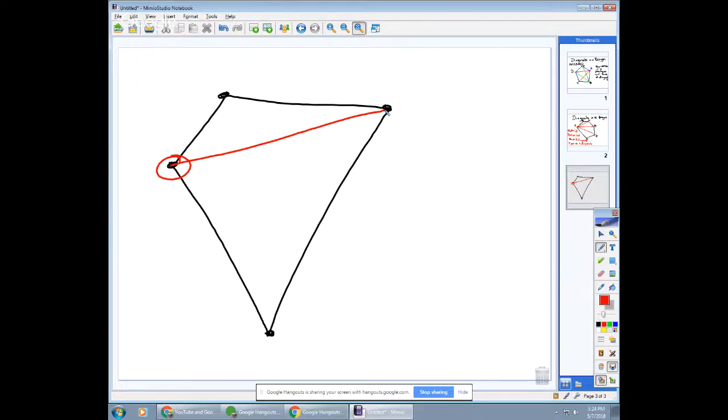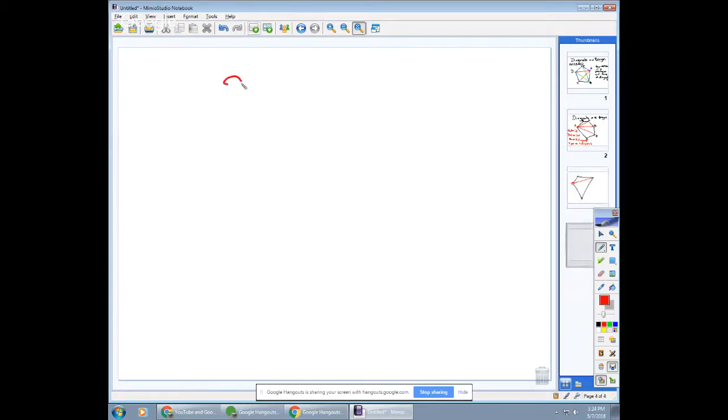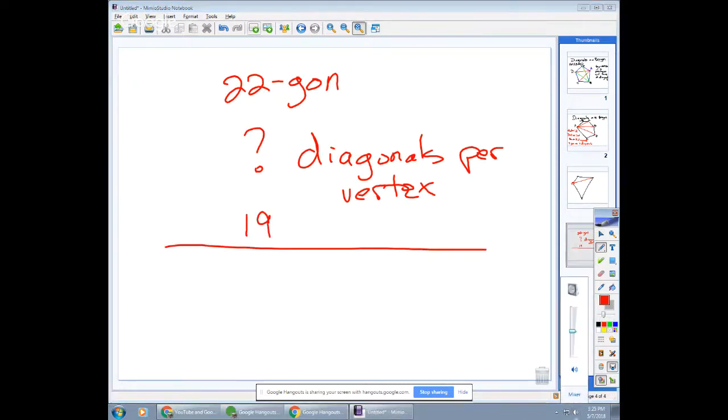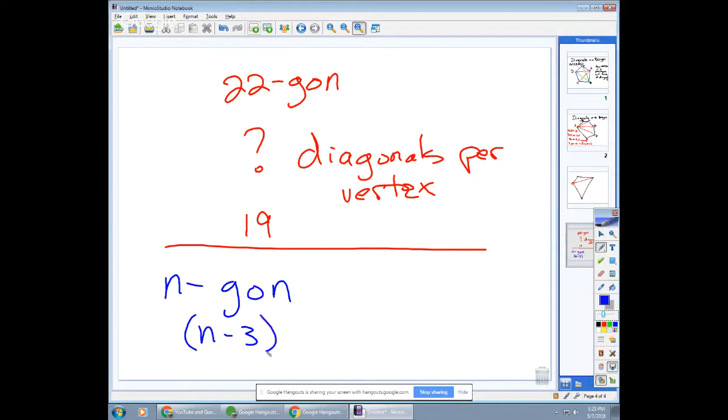All right, so here come some tricky parts. What if it was a 22-gon? How many diagonals per vertex would it have? 19. All right, so what if we then switch to just an n-gon? N minus 3. Yeah, we'll have n minus 3 diagonals per vertex.